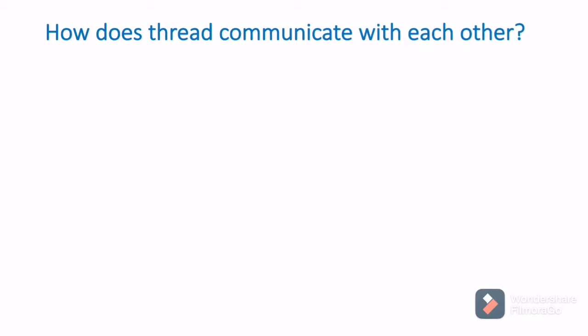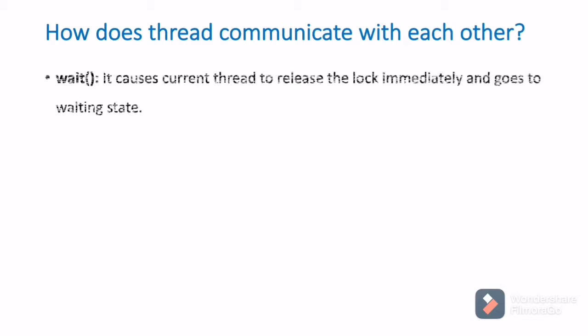How do threads communicate with each other? It is like an indirect question. Here we want to answer with wait, notify and notifyAll. By using these 3 methods, threads will communicate with each other. First, wait. This method will cause the current thread to release the lock immediately and go to the waiting state. So basically, the wait method makes the thread go to the waiting state.